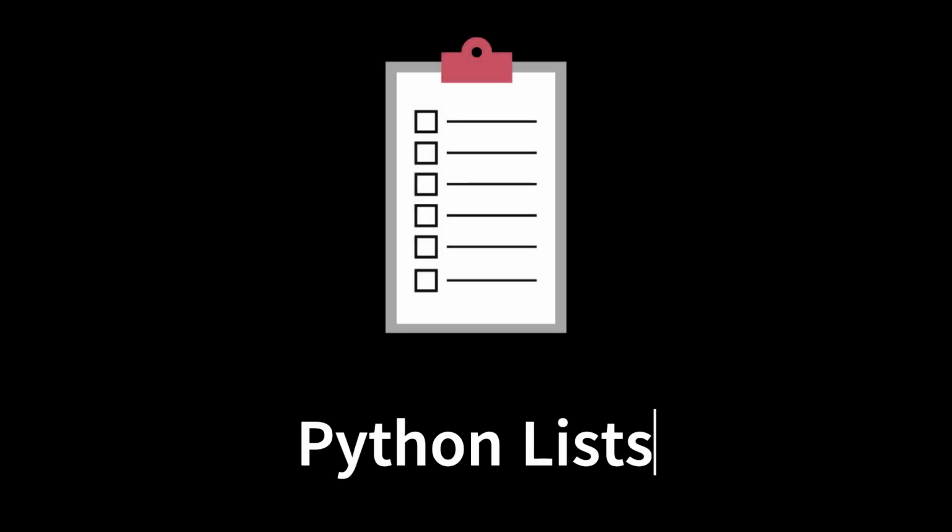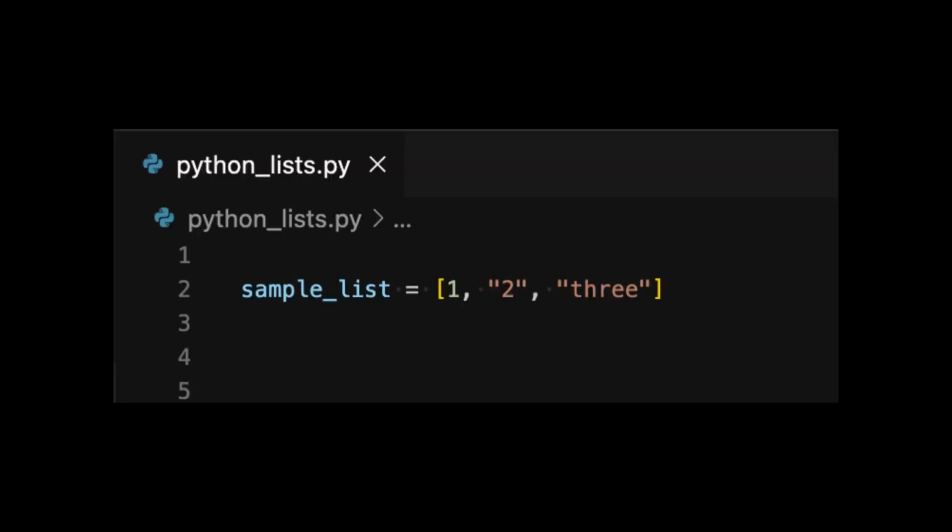In today's video, we will learn about lists in the Python programming language. Python lists are an essential data structure used to store multiple items in a single variable. They are ordered, changeable, and can contain duplicate values.